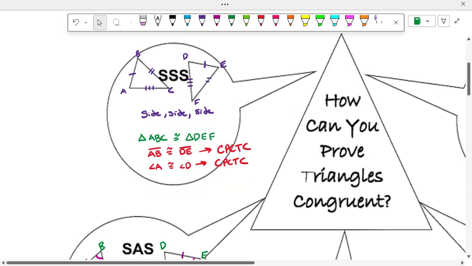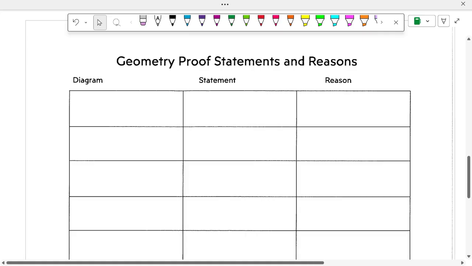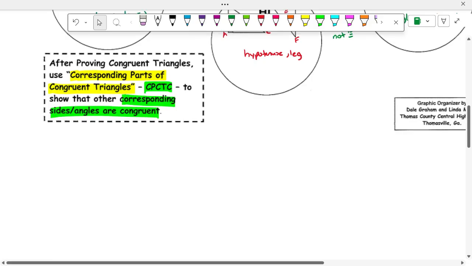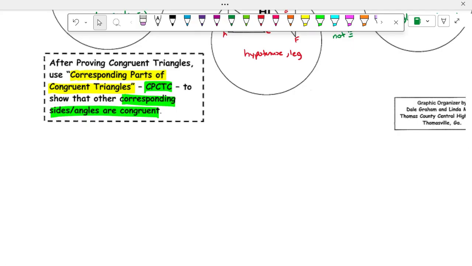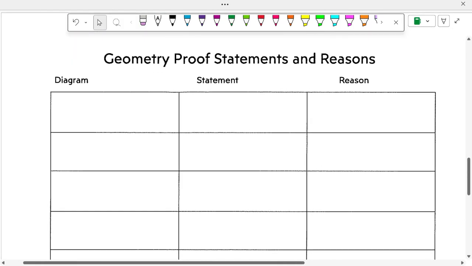Now, if you look on the other side, we're going to go through some different statements and reasons, just some basic ones that you will possibly see in proofs. All right, so these are just some basic geometric statements and reasons that you'll see.